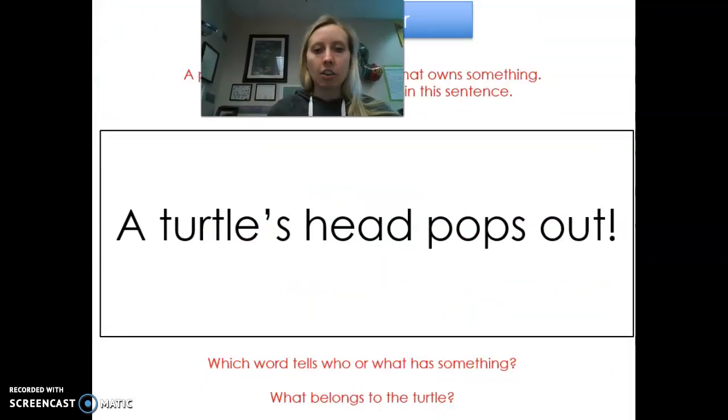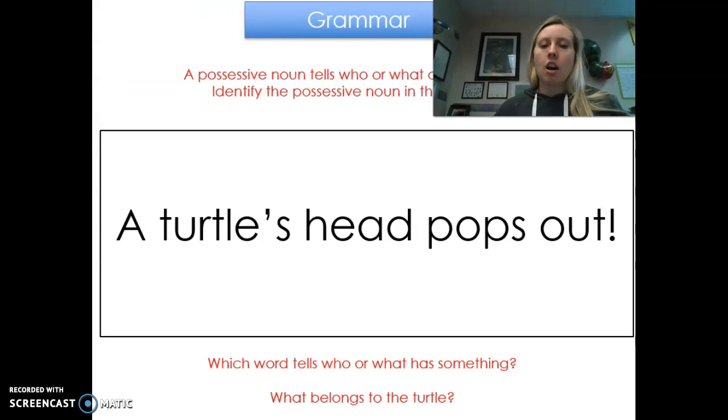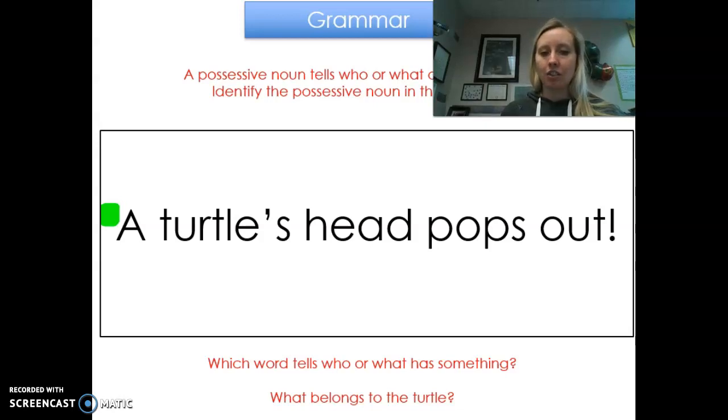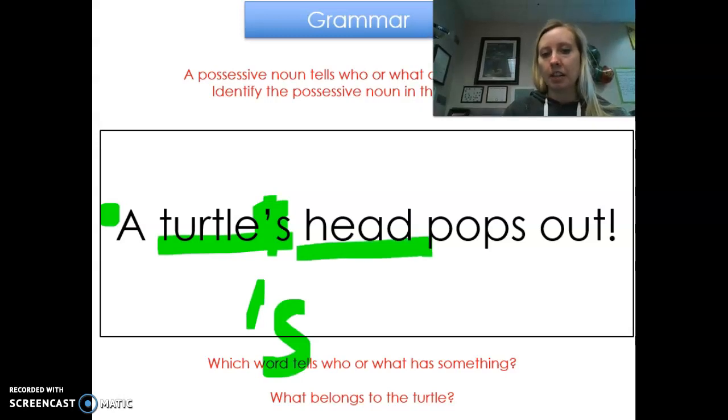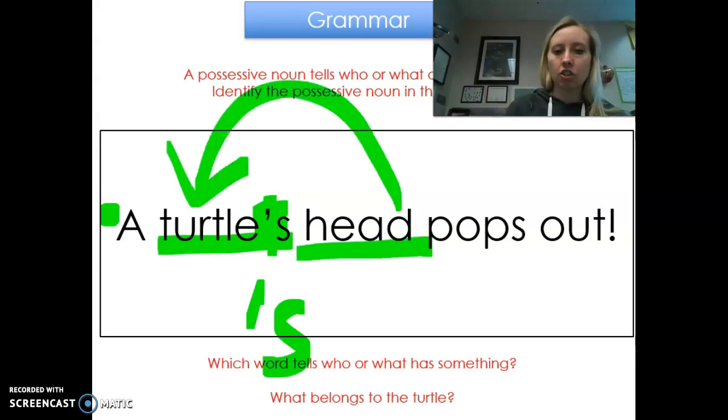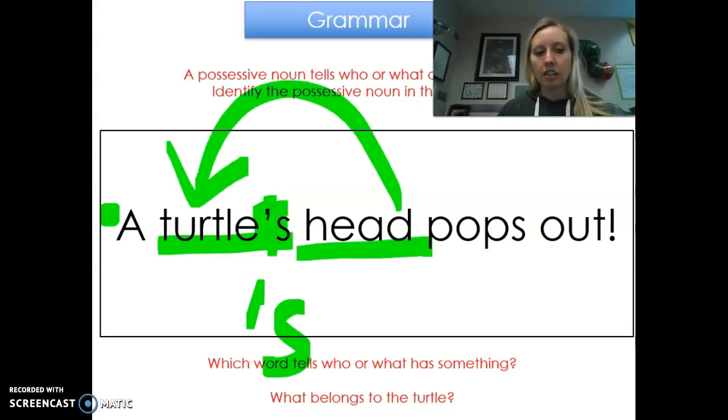Okay, now let's talk about a possessive noun. A possessive noun tells who or what owns something. Okay, so I'm going to read this and please look for that possessive noun. A turtle's head pops out. Did you see which word tells who or what? If you said turtle's, that's who. And what is the turtle's? His head. The head is the turtle's. Apostrophe S tells us whose it is.